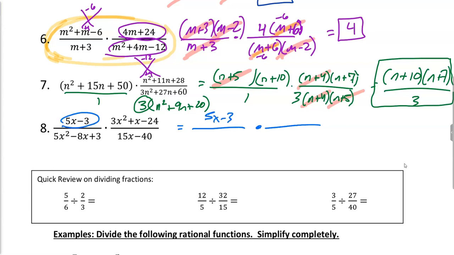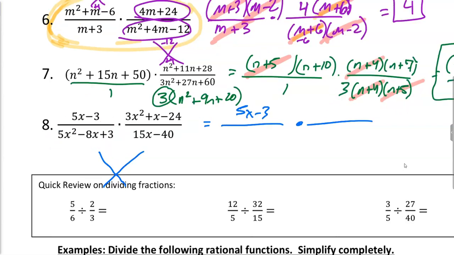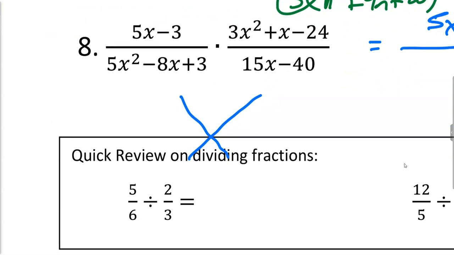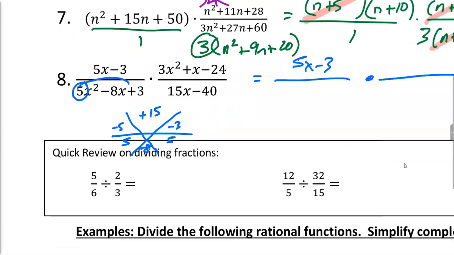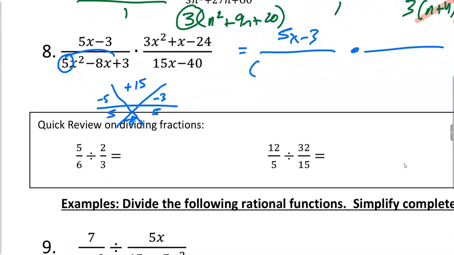5x minus 3. I can't do anything with that. Oh, sad days. I've got to do this bottoms up thing. It's okay. 15, negative 8, minus 5, minus 3. Bottoms up. Okay, cool. So then I'm going to get minus 1. You didn't follow that?